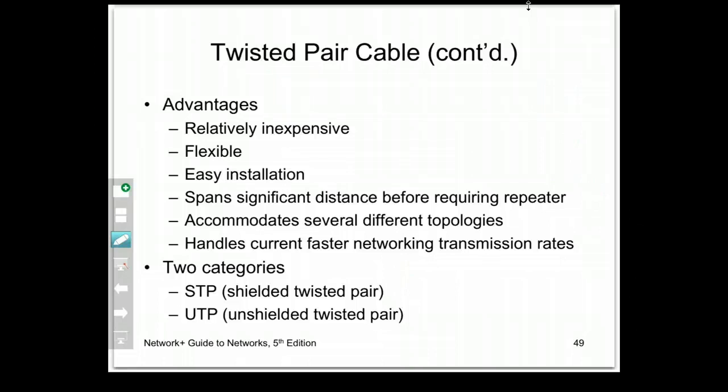Two categories of Cat 5 twisted pair are STP, shielded twisted pair, and UTP, unshielded twisted pair. The unshielded twisted pair is just what it sounds like. There's twist in the wires, but it's unshielded, and it's very brittle a lot of times, easy to break on those types. Shielded has a little softer wire, a little easier to play with.